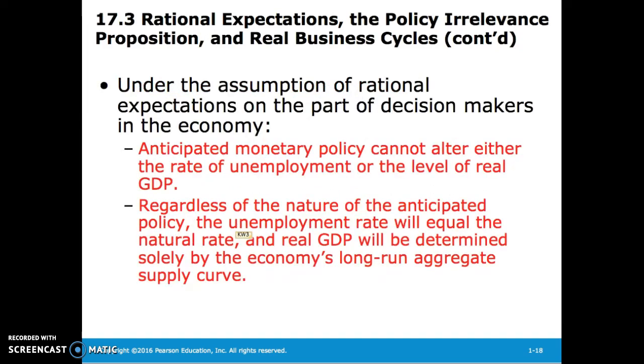Under the assumption of rational expectations on the part of decision makers in the economy, anticipated monetary policy cannot alter either the rate of unemployment or the level of real GDP. Regardless of the nature of the anticipated policy, the unemployment rate will equal the natural rate, and real GDP will be determined solely by the economy's long-run aggregate supply curve.